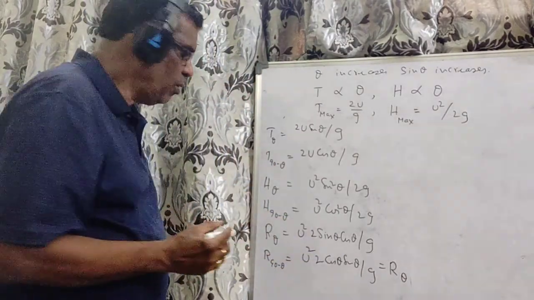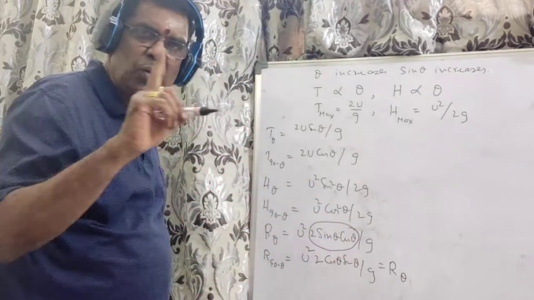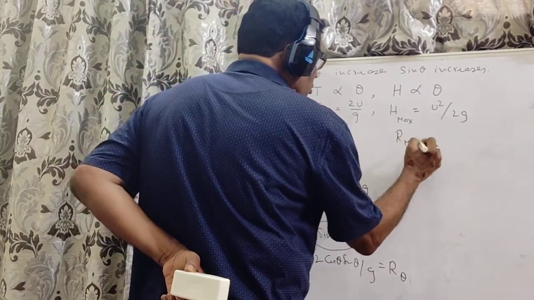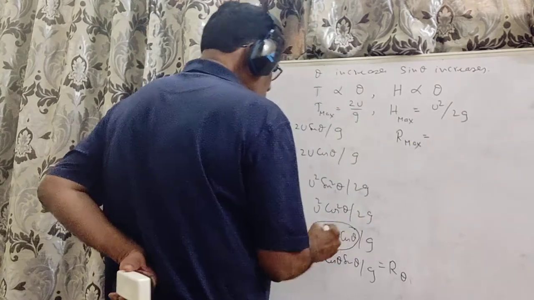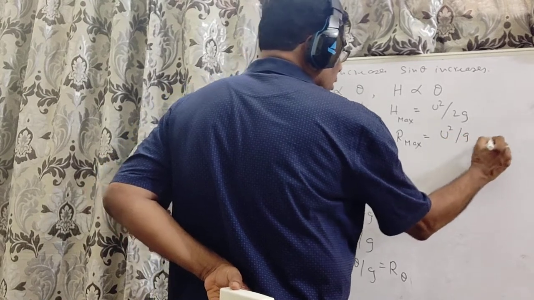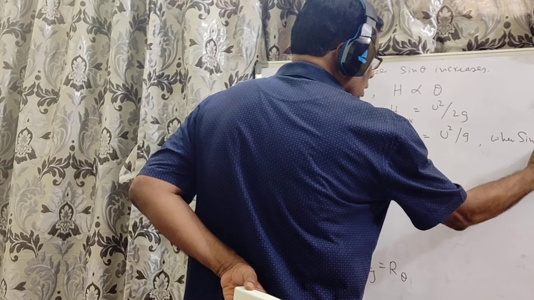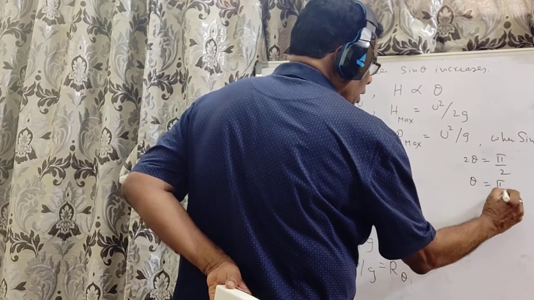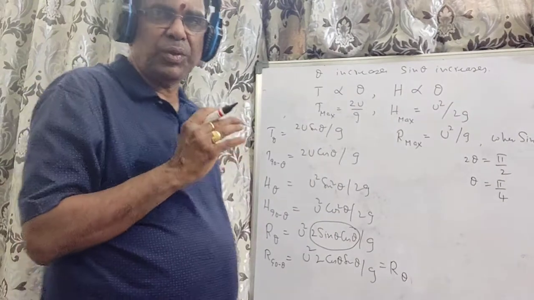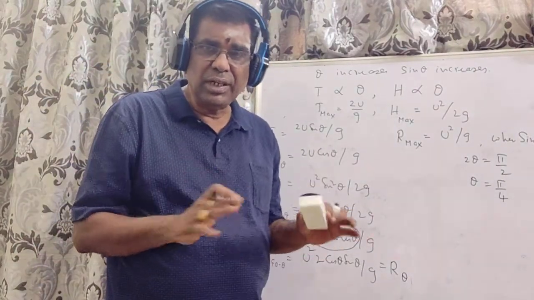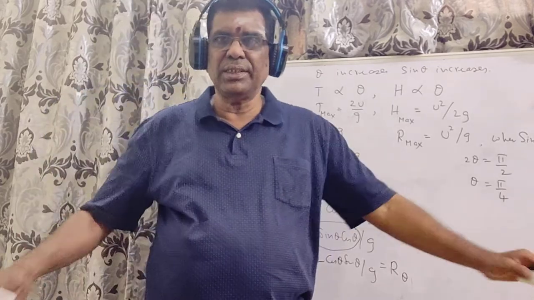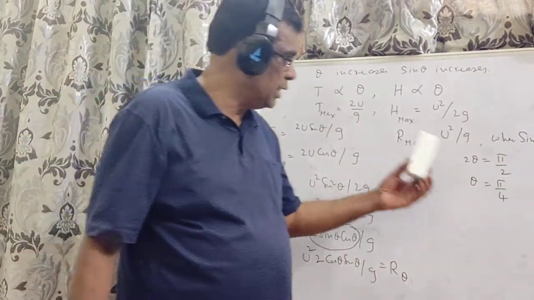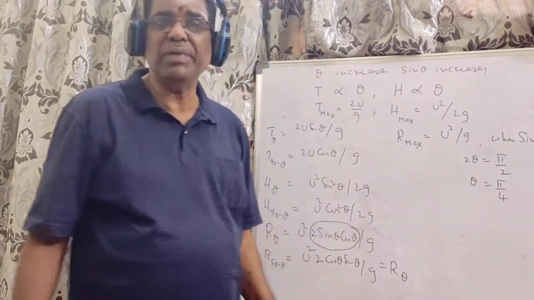Similarly, when r is maximum, when sine 2 theta is equal to 1, right? That also I will tell you now. R max is equal to u square by g when sine 2 theta equals 1, or 2 theta equals pi by 2, or theta equals pi by 4. So, if the angle of projection is 45 degrees, remember several ifs and buts in this, I am talking of the same horizontal level, and from the point of projection, if this makes an angle 45 degrees, then it will have the maximum range.